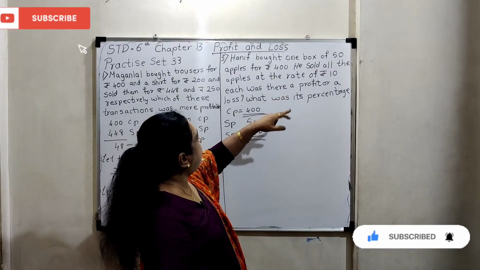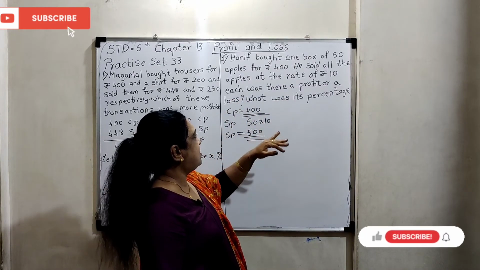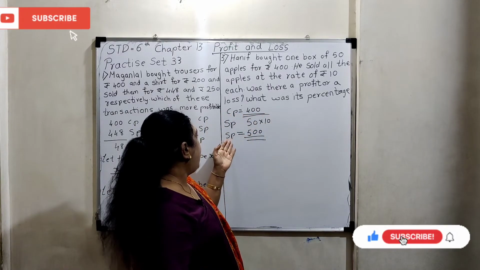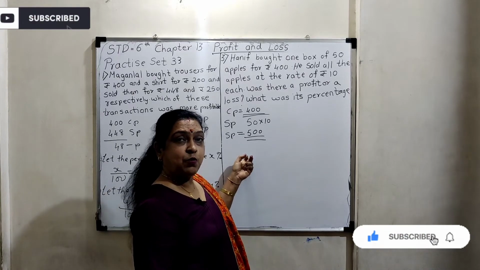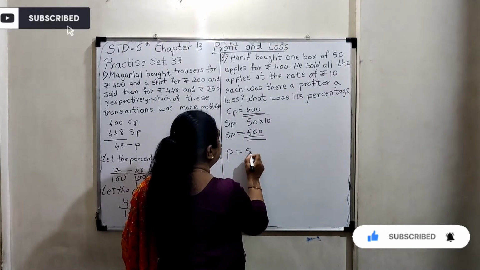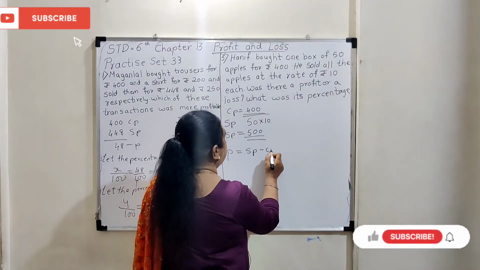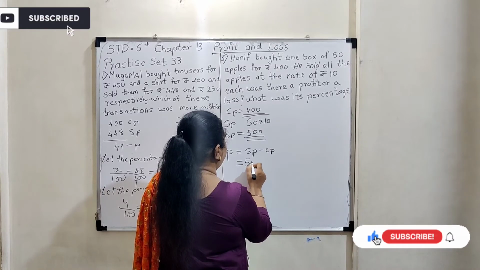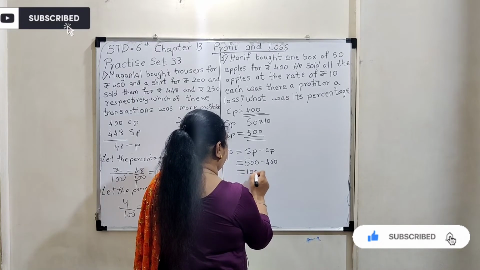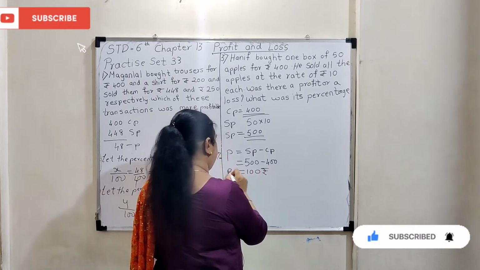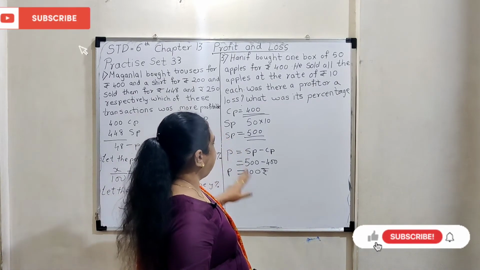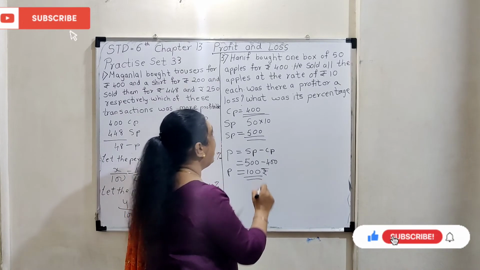Was there a profit or a loss? What was its percentage? From here only you can see cost price is 400 and selling price is 500. Selling price is more, that means he made a profit. So profit is equal to selling price minus cost price. Selling price is 500 and cost price is 400. So he made a profit of rupees 100. Understood this much? Was there a profit or a loss? That we have found out. There was a profit of rupees 100.